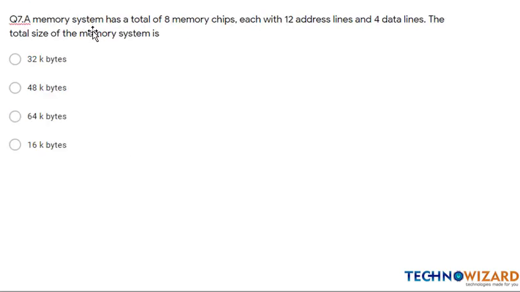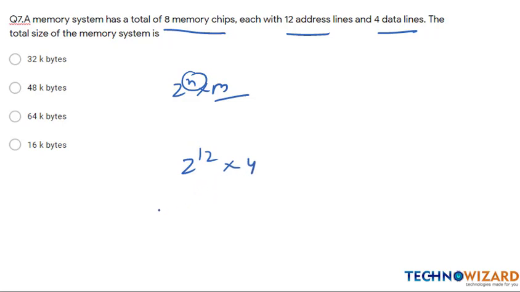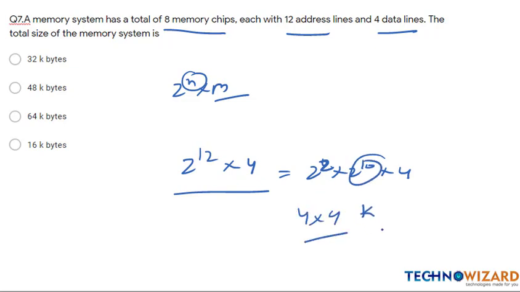Question number 7. A memory has a total number of 8 memory chips, each with 12 address lines and 4 data lines. The total size of the system is given by 2 to the power n into m, where n is the number of address lines and m is the number of data lines. Therefore 2 to the power 12 into 4, which I can write as 2 to the power 2 into 2 to the power 10 into 4. 2 to the power 10 is k, and 4 into 4 is 16k. Therefore 16k bytes is the correct answer. Therefore option D is the answer.